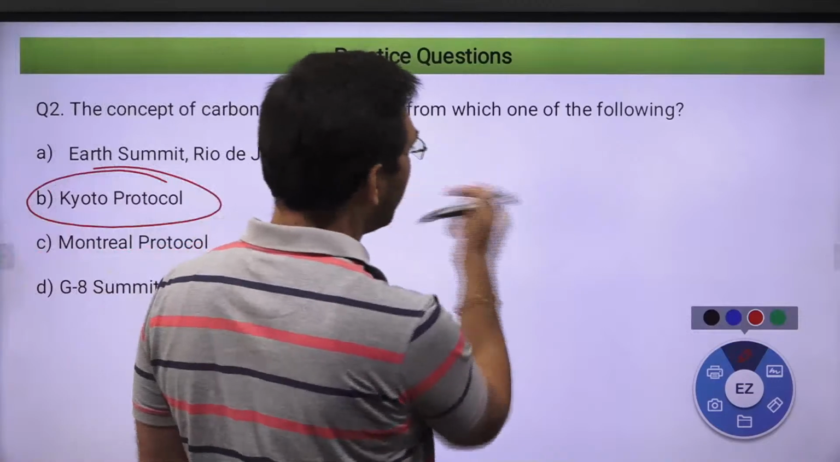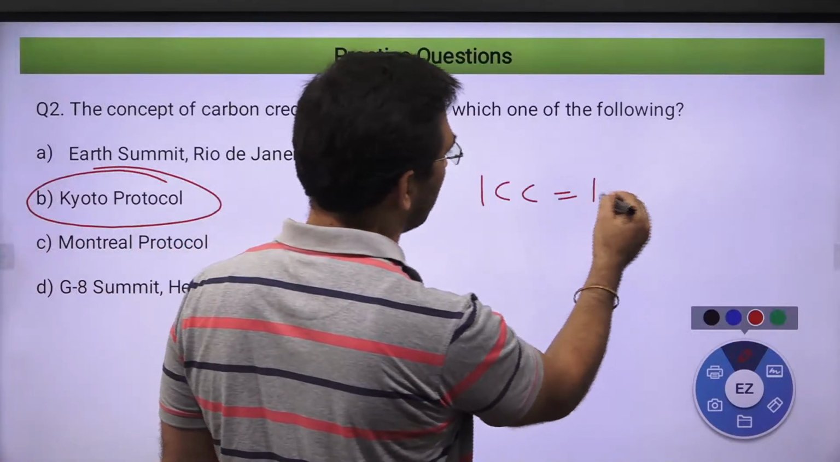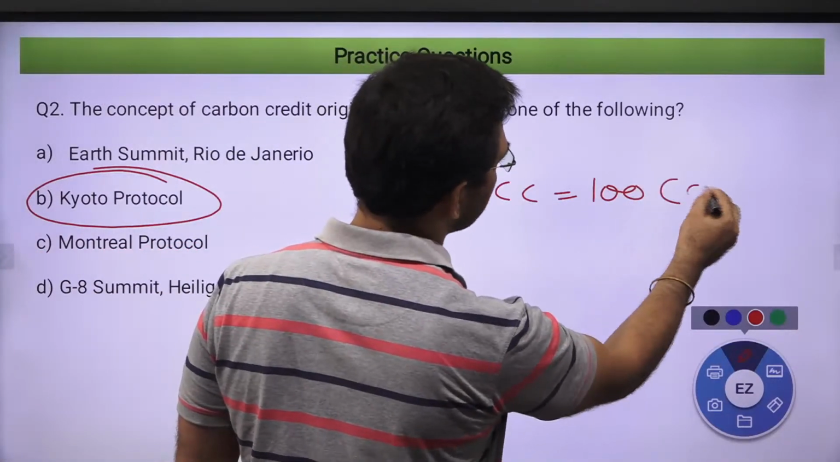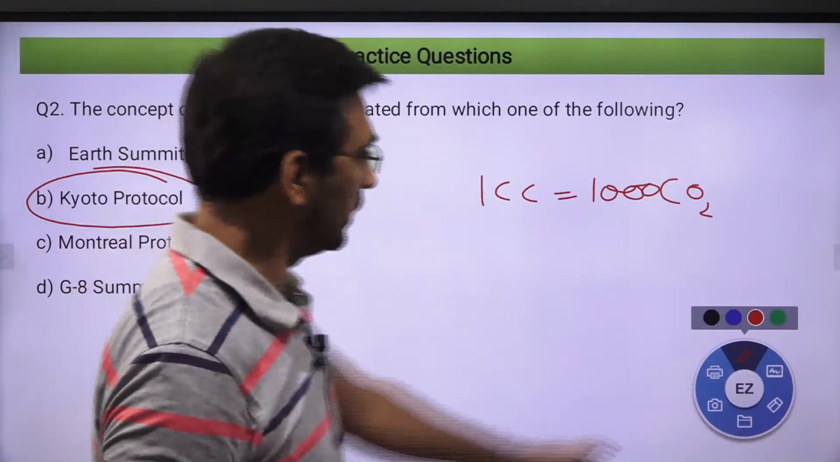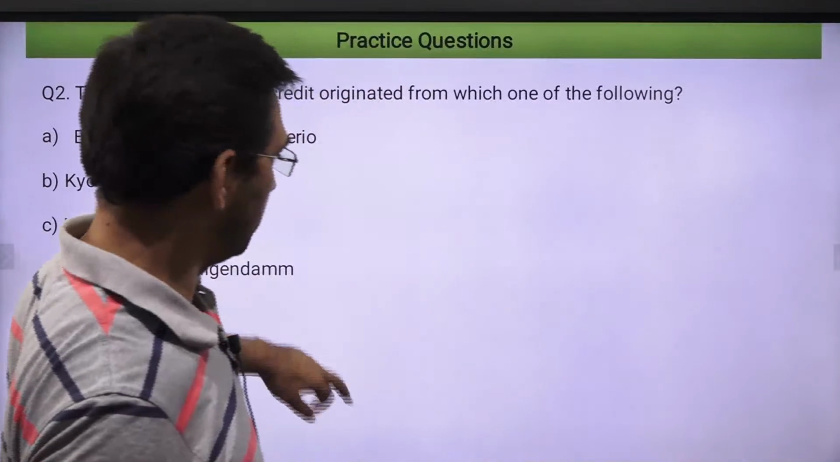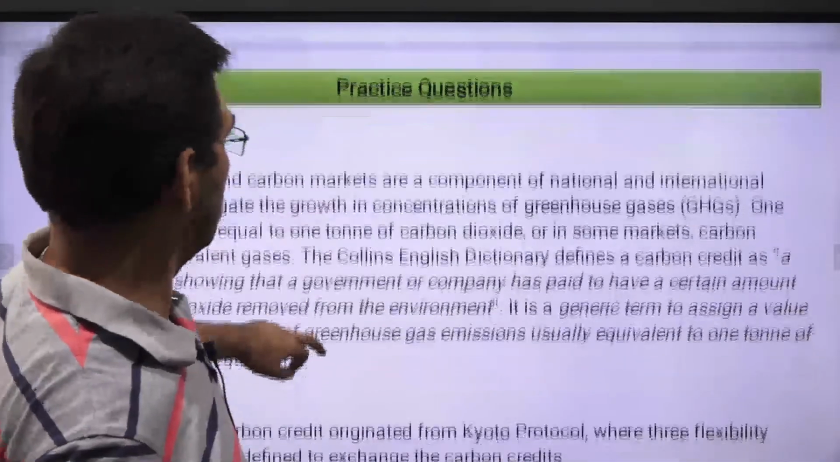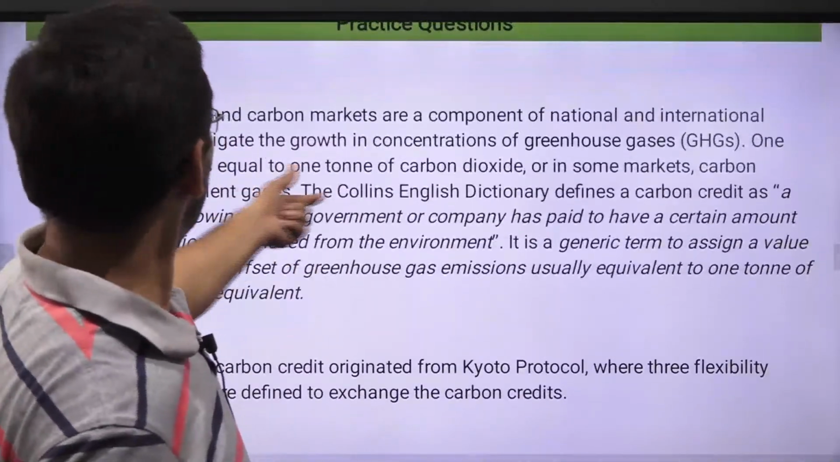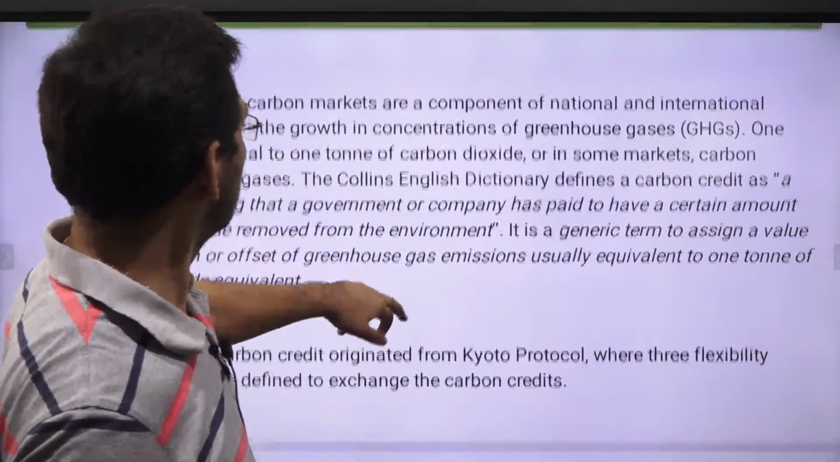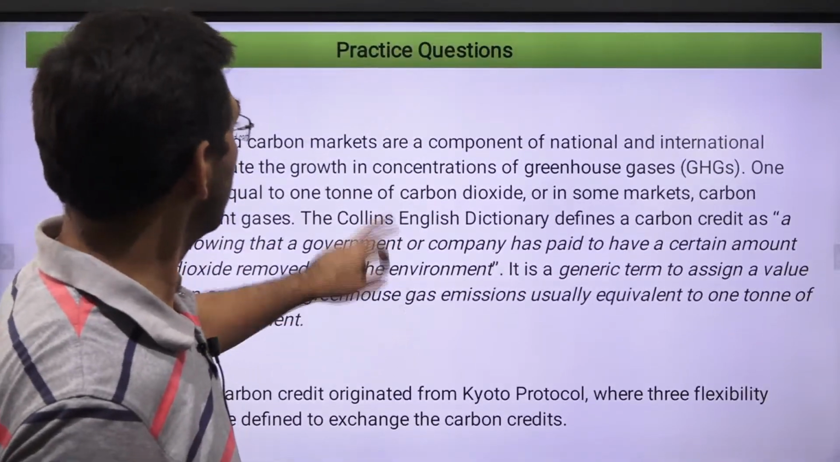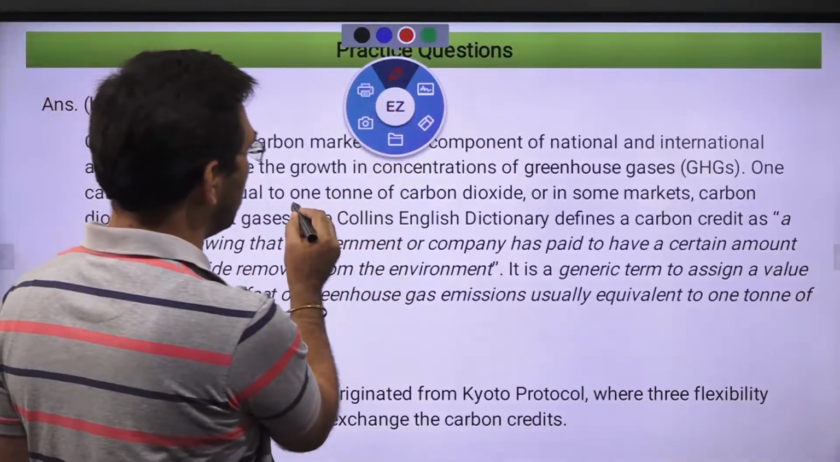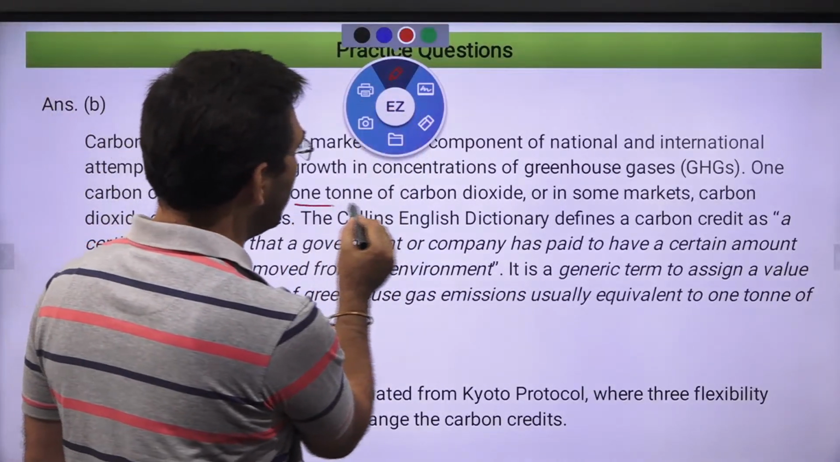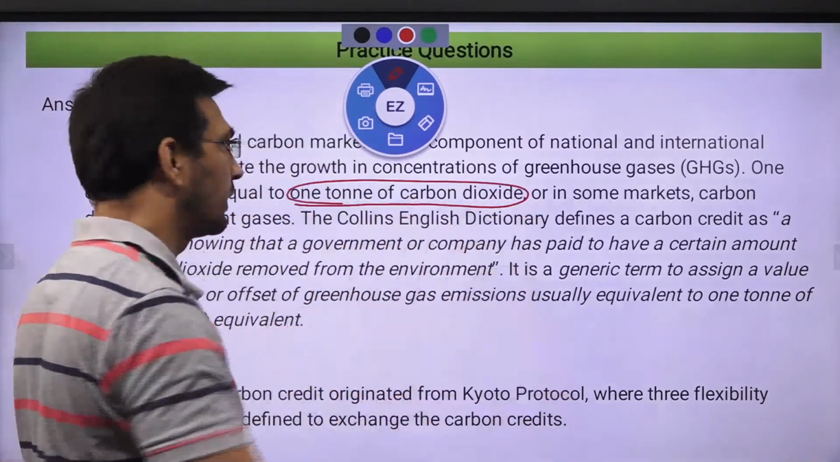Basically one carbon credit जो है that was equal to 1000 tons of carbon dioxide. I hope I'm correct. Let me just check, it is one carbon credit is equal to 1 ton. Oh, sorry, 1000 ton नहीं, 1000 ton बहुत ज़्यादा term हो गया. 1 ton of carbon dioxide it was. So basically one जो carbon credit था, that was the name given to 1 ton of carbon dioxide.